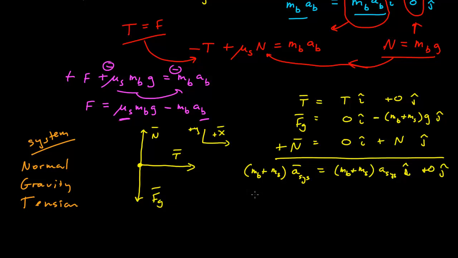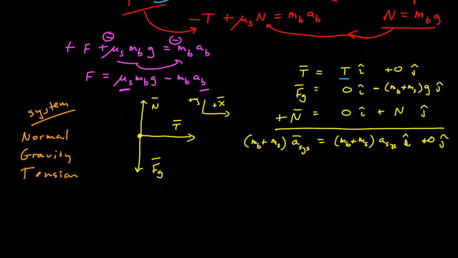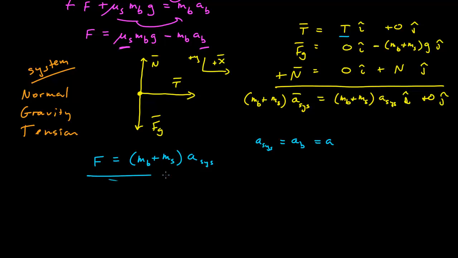So from this, since the tension is equal to the original force being applied to the rope, I get that the force is equal to the mass of the block plus the mass of the sled times the acceleration of the system. Now, of course, since the system is just the sled and the block, which are not moving relative to each other, the acceleration of the system is equal to the acceleration of the block. So I'll just call that A. So now I have these two equations.